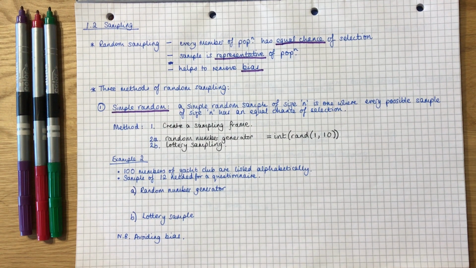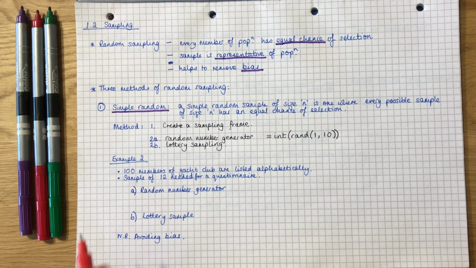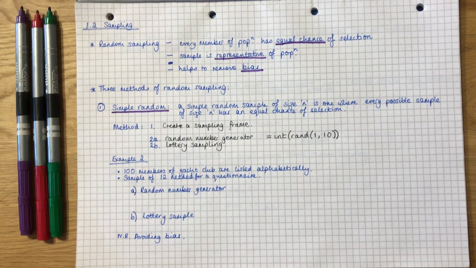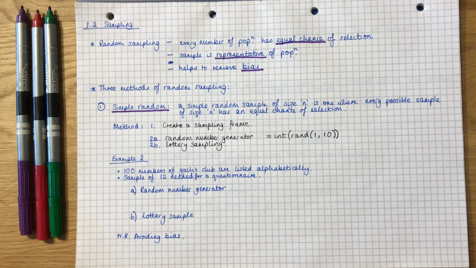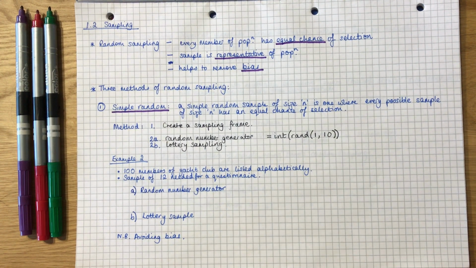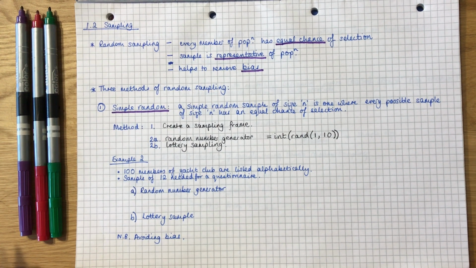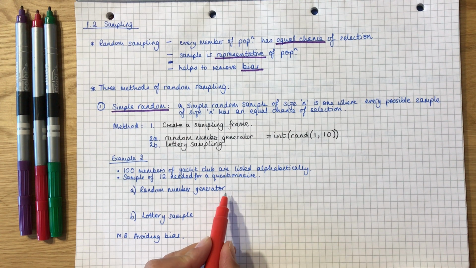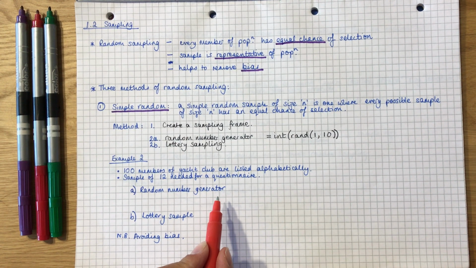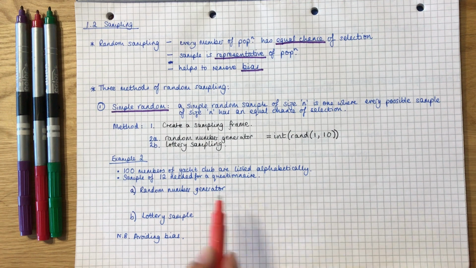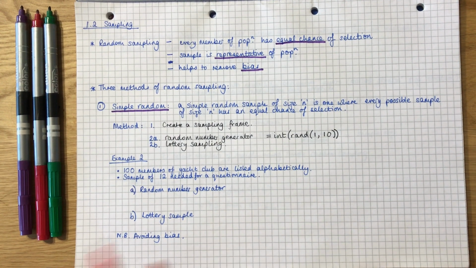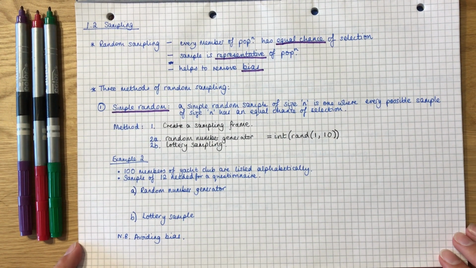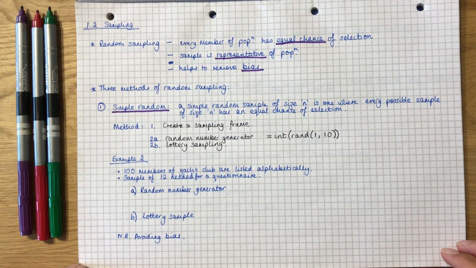So let's have a look at example 2. We have 100 members of a yacht club, and the owner of the yacht club has an alphabetical list of all of the members, and they want to select a sample of 12 members to fill out a questionnaire. So how could they do this? Well, first of all, they could do it via a random number generator. They could number everybody alphabetically from 1 to 100, and then use the function on the calculator or some other random number generator to generate 12 numbers.